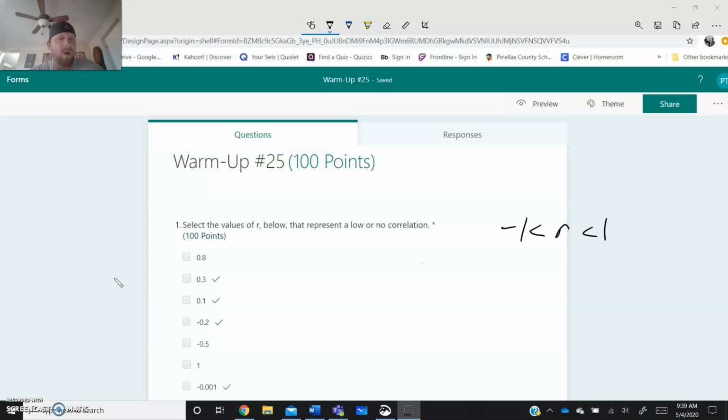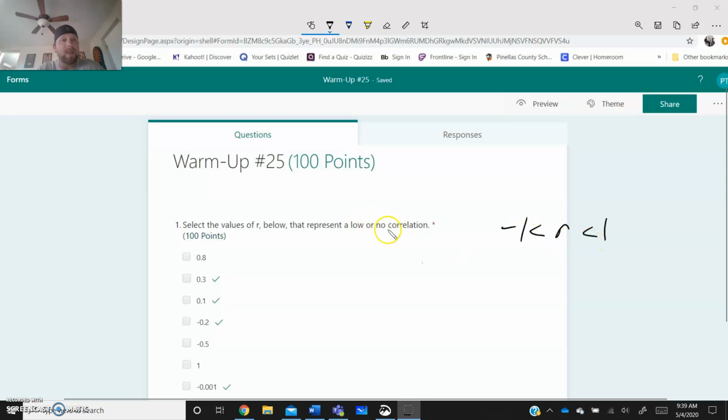This is going to be the answer to warm-up number 25. It says select the values of R below that represent a low or no correlation. I rewrote it over here. I don't know if you've actually watched the video for this section yet, so this problem might have been pretty tough because there are multiple answers. R is between -1 and 1, okay?